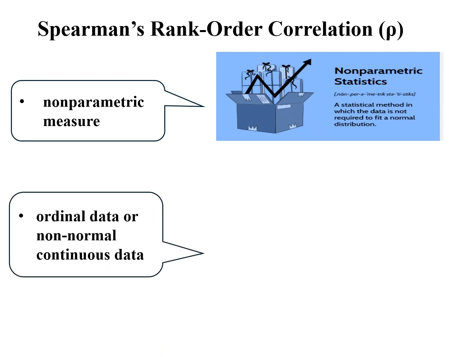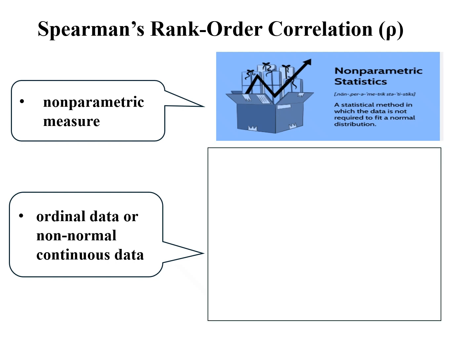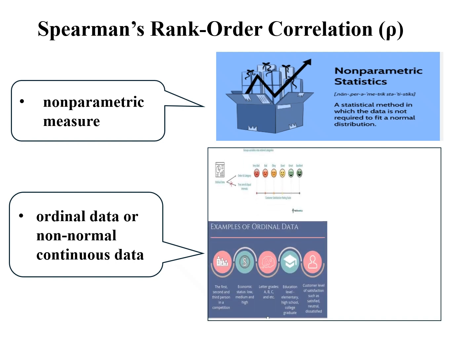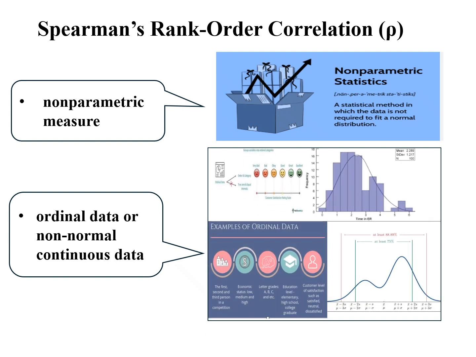Spearman's rho is particularly useful when working with ordinal data, that is, data based on ranks or ordered categories, such as customer satisfaction ratings, class standing, or competition results. It can also be applied to continuous data that do not follow a normal distribution. This makes it a powerful tool when the traditional Pearson correlation is not appropriate.